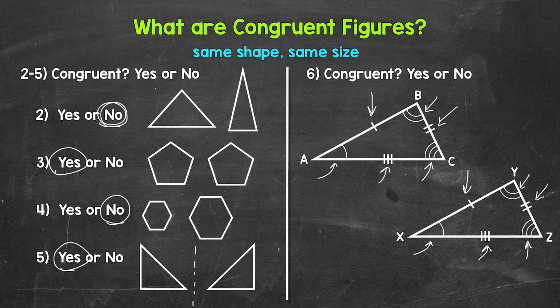So looking at both of those triangles and the arcs and tick marks, all of the angles and side lengths are the same. So these triangles are congruent. Same shape, same size. And we're actually going to write this out a little more officially here for number 6. We can write this out as triangle ABC is congruent to, and that's the symbol for congruent right there, by the way, triangle XYZ.